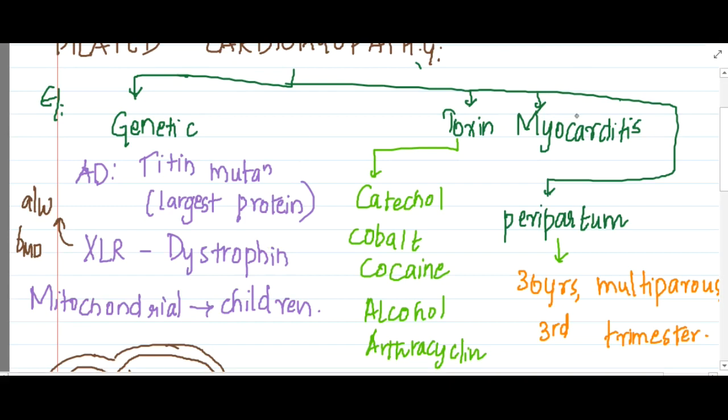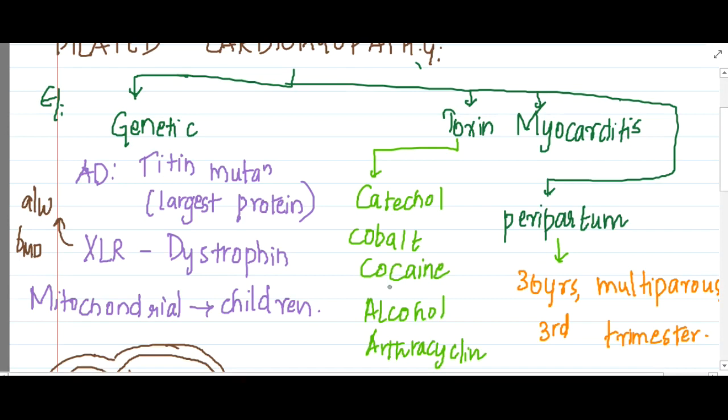Then dilated cardiomyopathy is also associated with myocarditis, especially viral causes like Coxsackie B virus or other viruses. Then toxins: alcohol is one of the important toxins, and alcohol abuse is strongly associated with the development of dilated cardiomyopathy, through ethanol toxicity.